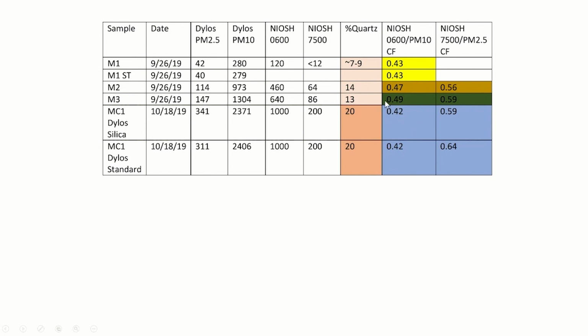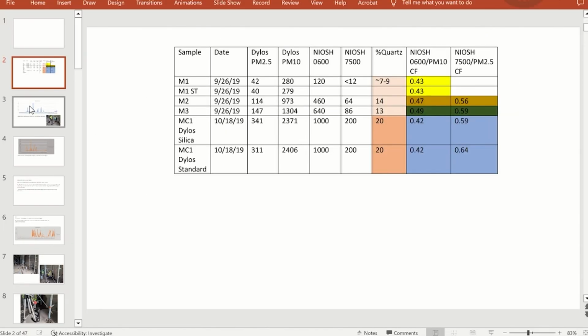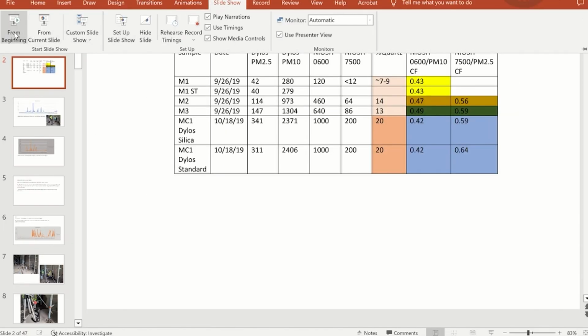So you see here very consistent correction factor. So the composition of this dust is empirically, we're going to say, very similar. So I was getting a good match there.